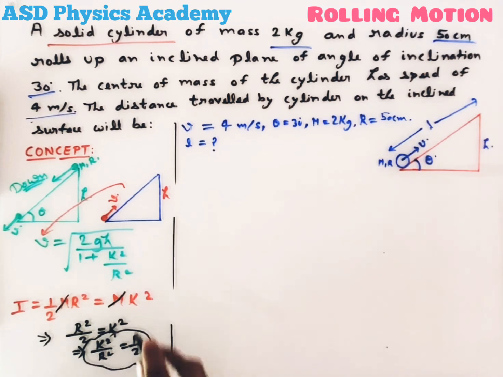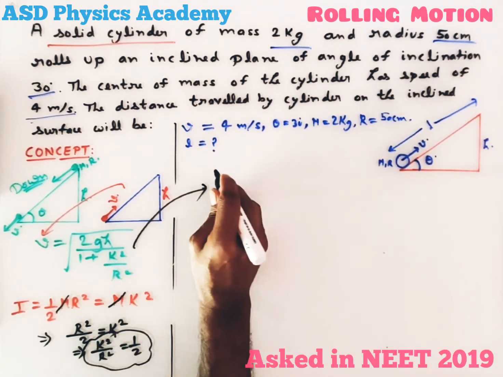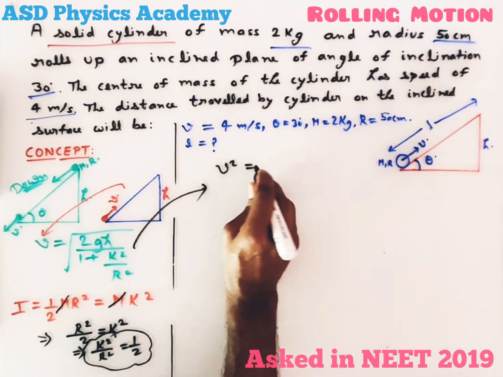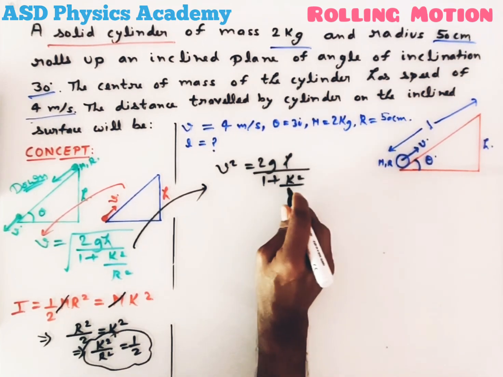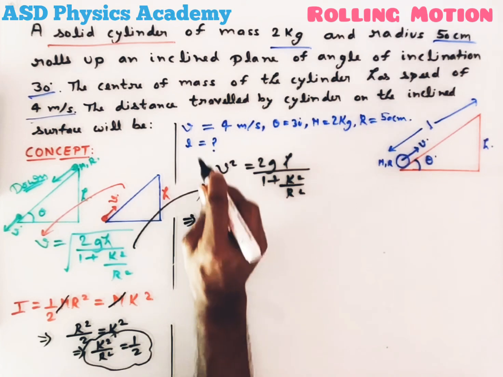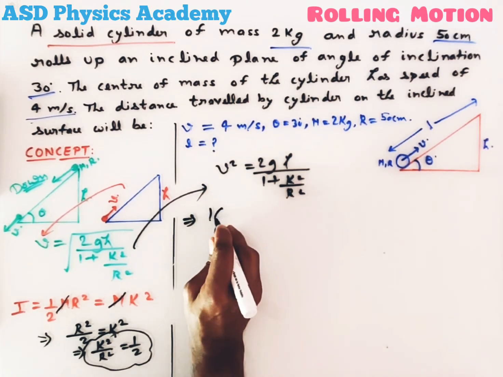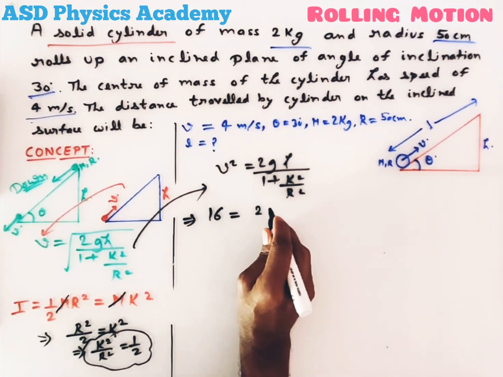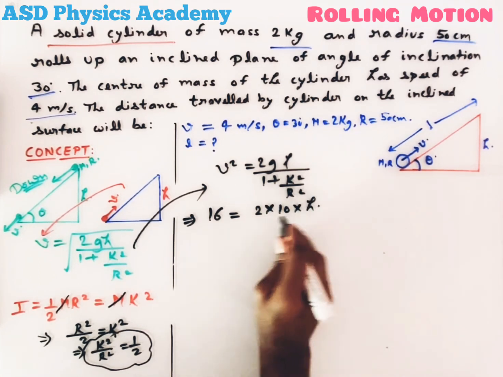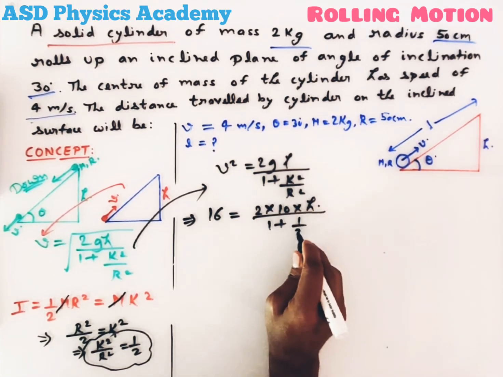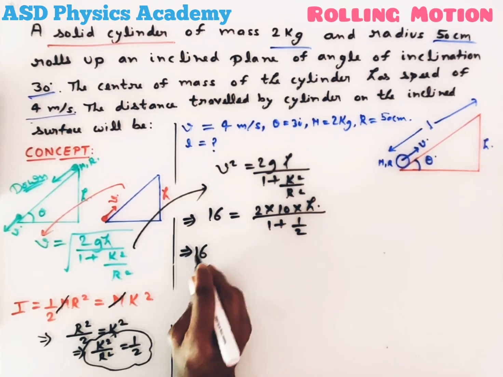We got the value. Now from here we can write v square equal to 2gh by 1 plus k square by r square. Now v is given 4, so 4 square means 16 equal to 2, g is given 10 in the question, height h, 1 plus 1 by 2. Hence we can write here 16.